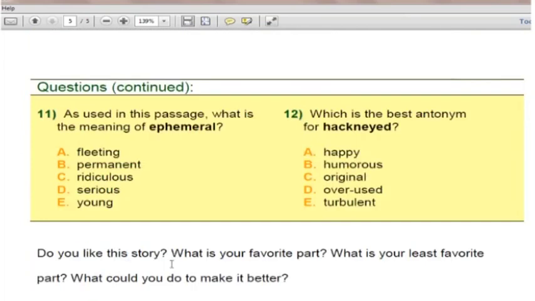Question number 11 is, as used in the passage, what is the meaning of ephemeral? A. Fleeting. B. Permanent. C. Ridiculous. D. Serious. E. Young. Question number 12 is, what is the best antonym of hackneyed? A. Happy. B. Humorous. C. Original. D. Overused. E. Turbulent.